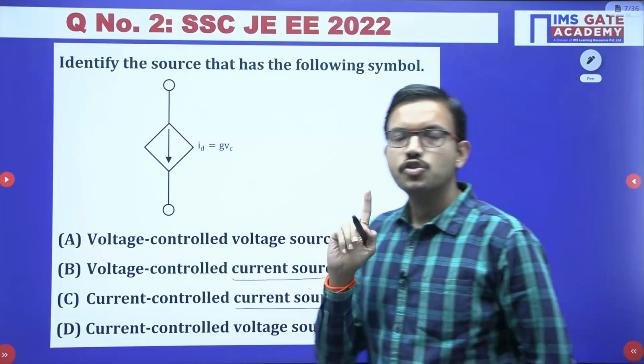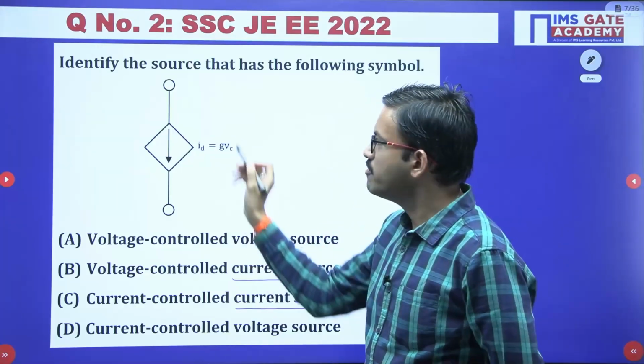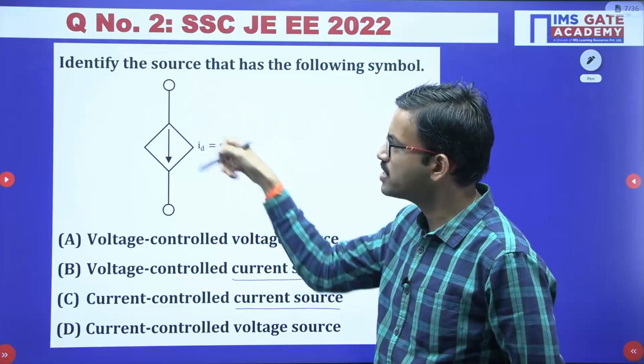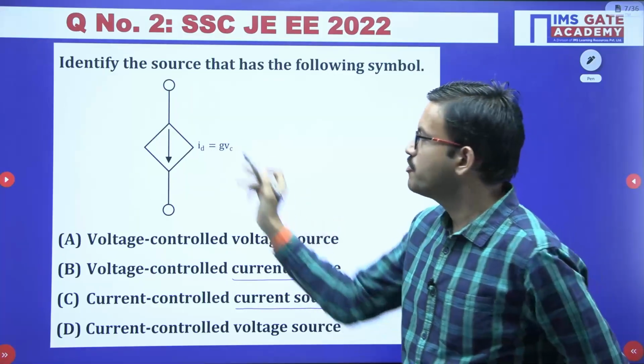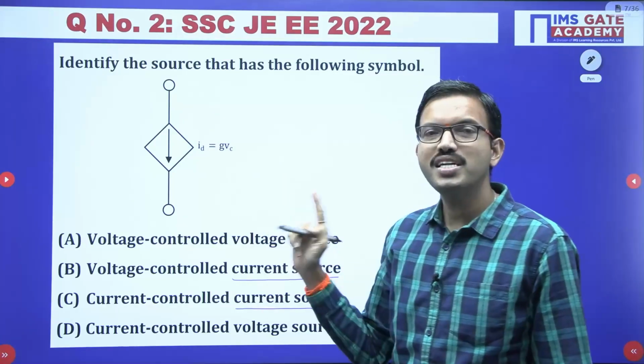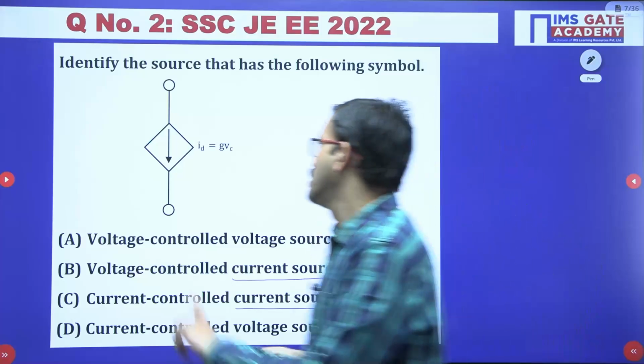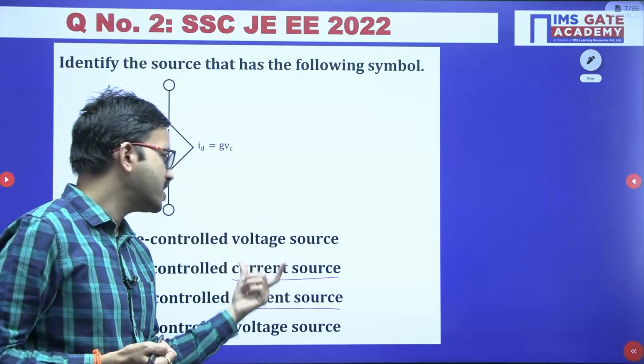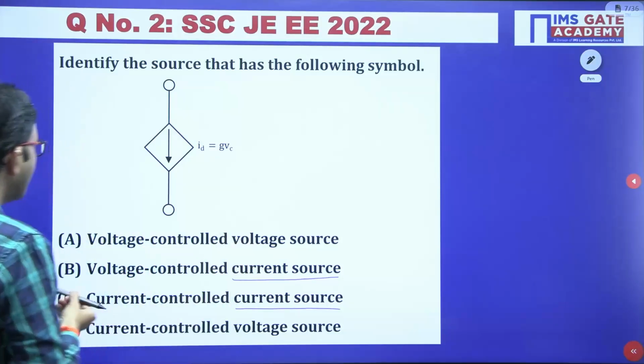So the first and foremost important observation is whether you have a circle symbol or a diamond symbol. If you have a circle symbol, it is an independent source. If you have a diamond symbol, then it is a dependent source. Now since you have a direction or arrow symbol, based on that we say it is a current source. That means the other two options we can eliminate.